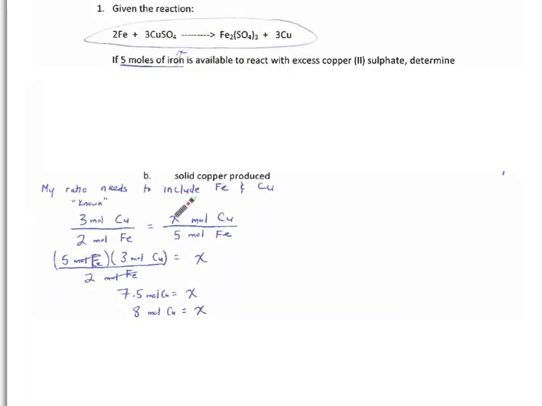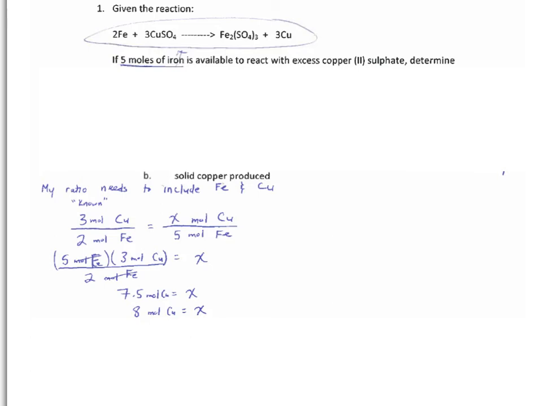And so now in part B, we are taking a look at the amount of solid copper that's produced. And so that's this product here in the balanced chemical equation. And so, of course, our mole ratio here, our known side and our unknown side, both sides need to include the copper, which is what we are looking for, and the iron, which is given. And we see our known ratio. It says for every 3 moles of copper, 2 moles of iron are needed. And so for every 3 moles of copper that are being produced, 2 moles of iron are required.